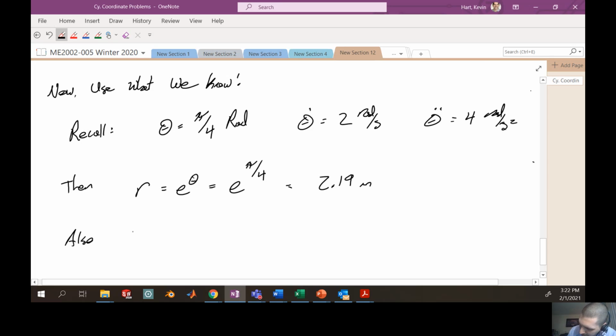So also, we have this expression for r dot now, which we found previously, which is θ dot e^θ. At this particular snapshot in time, θ dot is 2 radians per second, and again, θ is still π on 4. So we have here 2 radians per second times e^(π/4). This is going to give us this radial velocity, which is 4.38 meters per second.